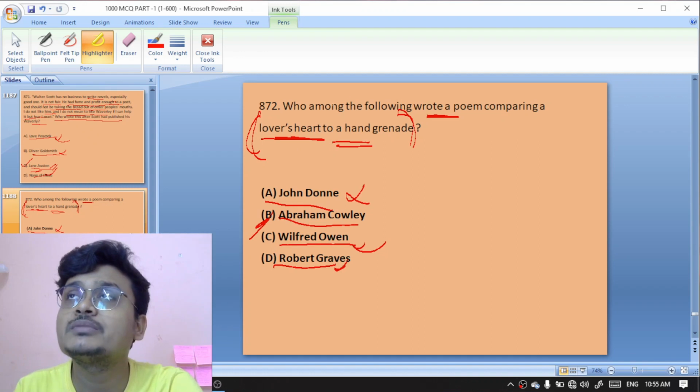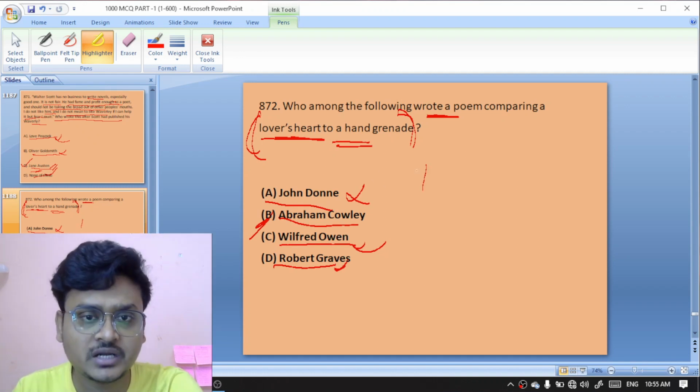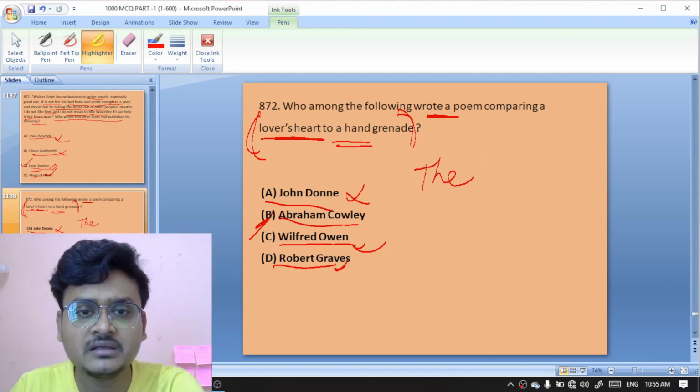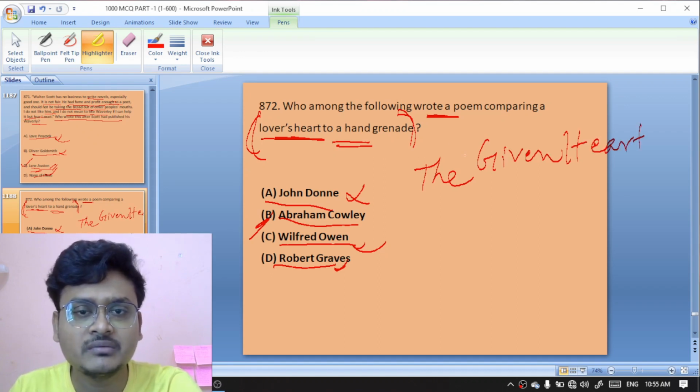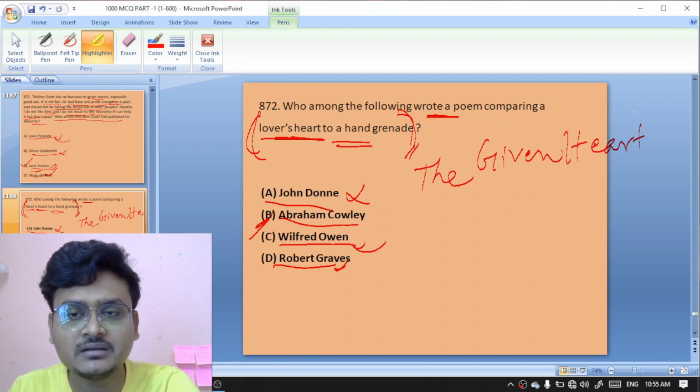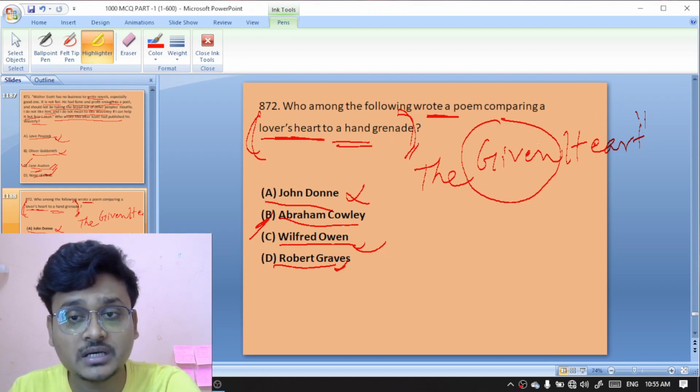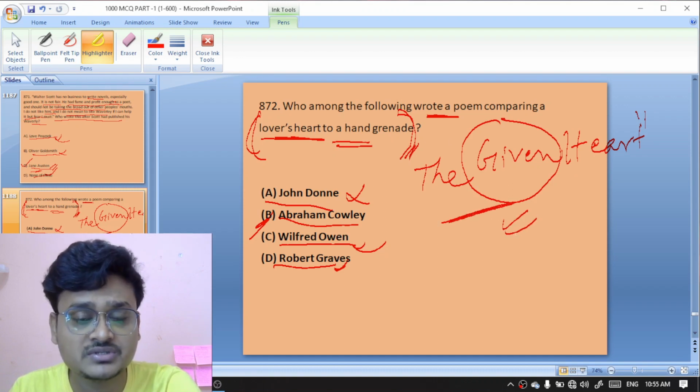Probably the name of the poem is The Given Heart. I can't remember exactly. Probably maybe it is The Given Heart, something. Given was there. Abraham Cowley is comparing a lover's heart to a hand grenade. Probably The Given Heart. The word given is there, and heart is not there. I can't remember exactly, so you will have to check it.